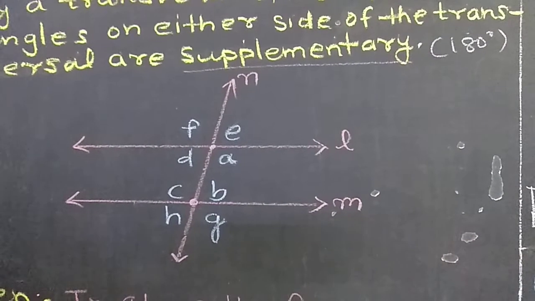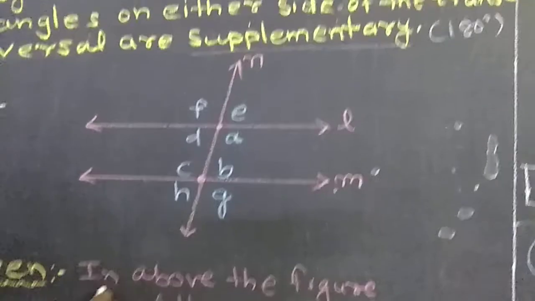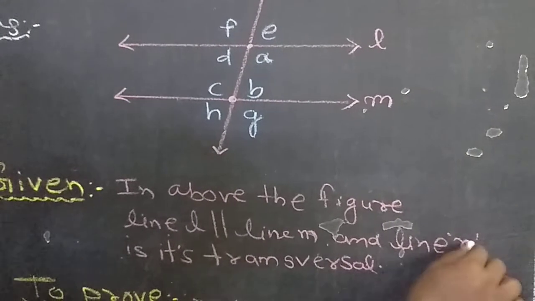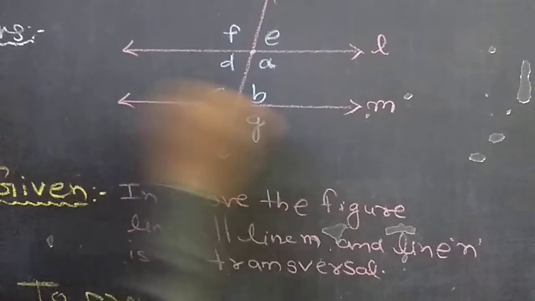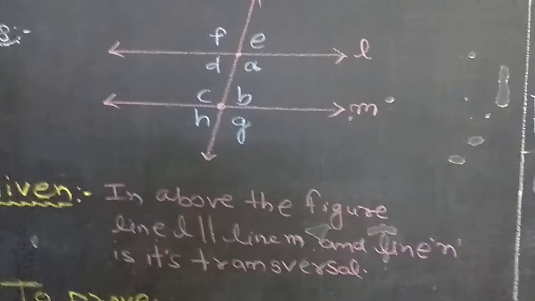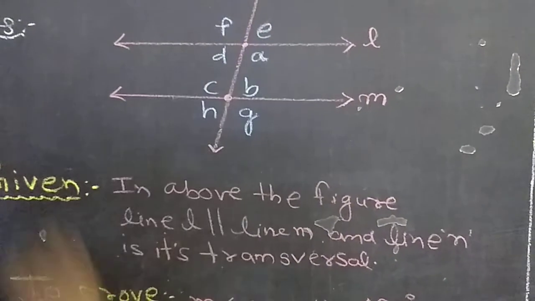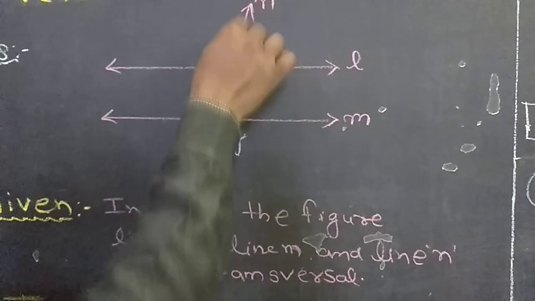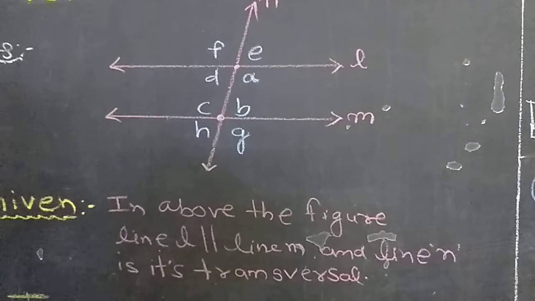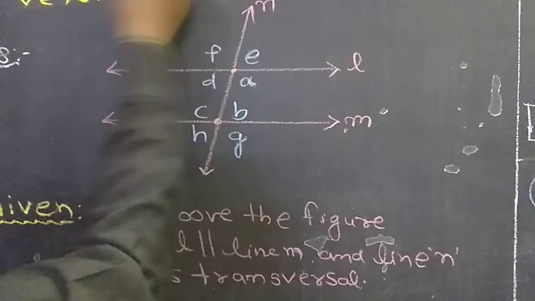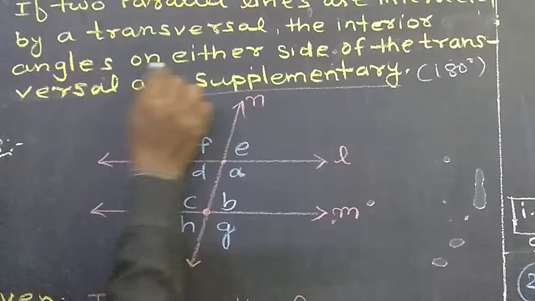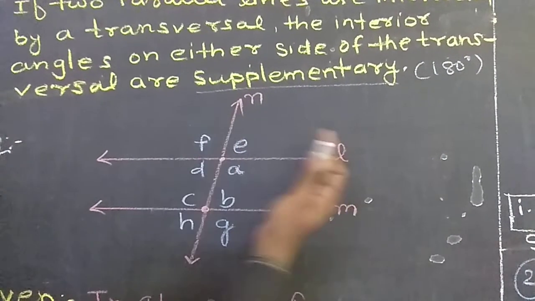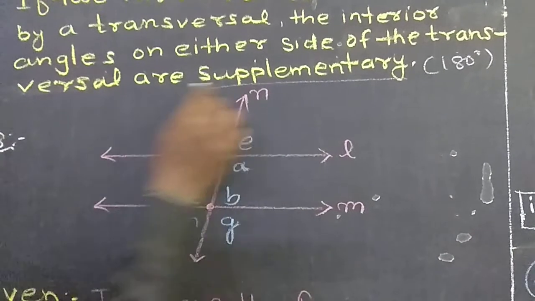So what is the given part in this question? In the above figure, line L is parallel to line M and line N is the transversal line. Now we know the property of a transversal line. It intersects two parallel lines at two distinct points, and due to these two distinct points there is a formation of 8 angles. Now we have to prove that the interior angles on either side of the transversal, on this side as well as on your right hand side, are supplementary.